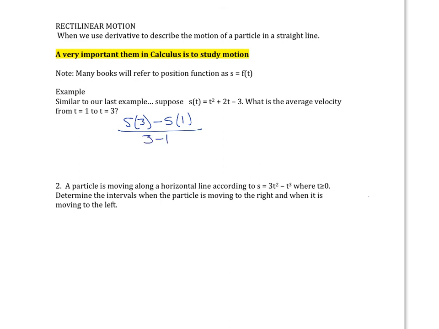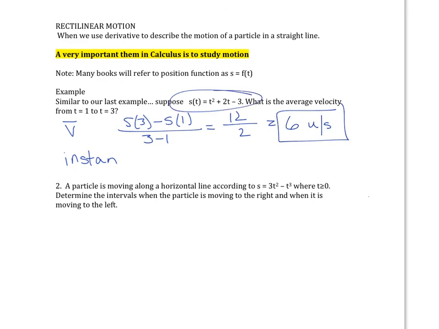All right, and that'll give me the average. So over here, S of 3 would give me 3 squared, 9, plus 6, so that's 15, minus 3 is 12, over the 2, which gives me 6, and this is units per second. Okay, that's my average velocity. This is an average. An instantaneous, I would need the derivative and plug in the point I'm looking for at that point.